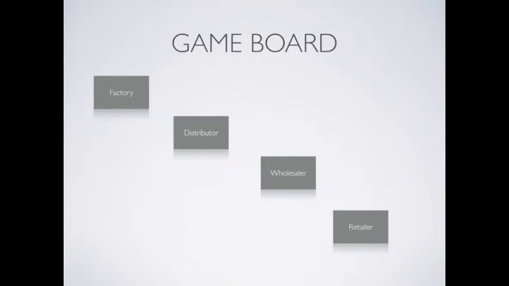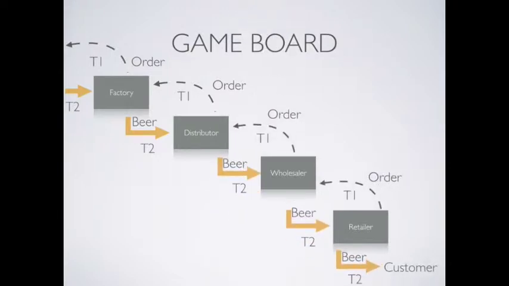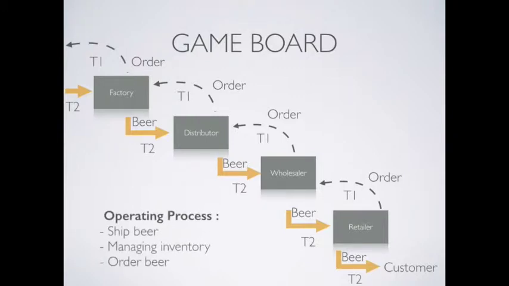The factory brews beer from the material he ordered, and then he places orders to get the raw material. Distributors make orders to the factory, and beers get shipped from the factory to the distributor. The process is very similar for the remaining participants, and eventually, the customer gets his beer after the retailer has received his orders from the wholesaler. This is the most traditional supply chain functioning, and the operating process is very simple. Every company can either ship beer, order beer, or manage inventory.